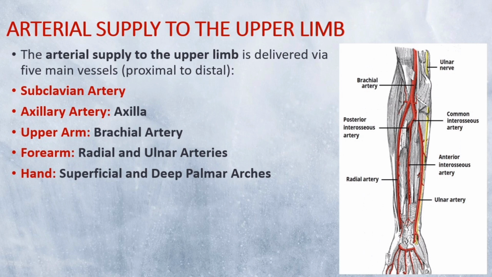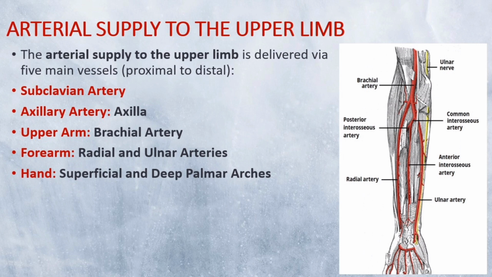Radial artery supplies the posterolateral aspect of the forearm. It contributes to anastomotic networks surrounding the elbow joint and carpal bones. Ulnar artery supplies the anteromedial aspect of the forearm. It contributes to an anastomotic network surrounding the elbow joint. It also gives rise to the anterior and posterior interosseous arteries, which supply deeper structures in the forearm.